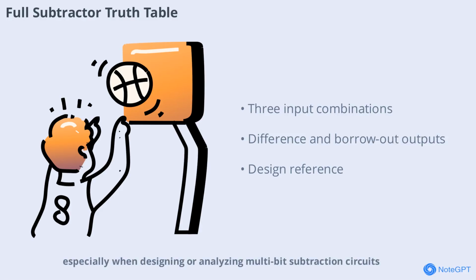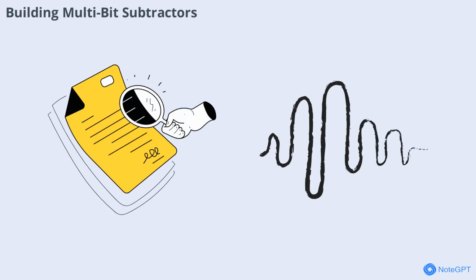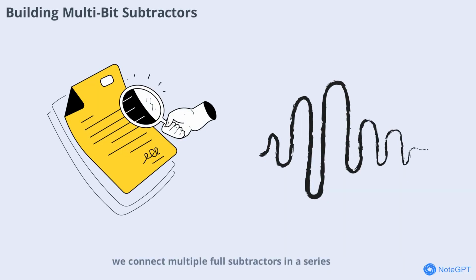To subtract numbers larger than 1 bit, we connect multiple full subtractors in a series, similar to how we build multibit adders. Each full subtractor handles a single bit and passes its borrow-out to the next stage. This setup allows us to subtract binary numbers of any length, making it a fundamental component in digital arithmetic units.